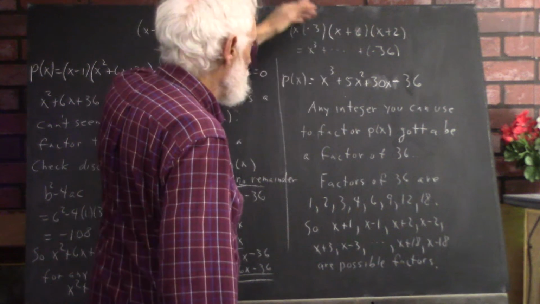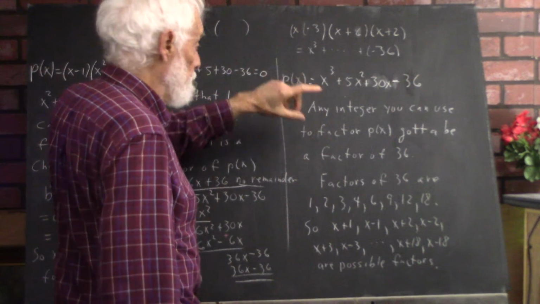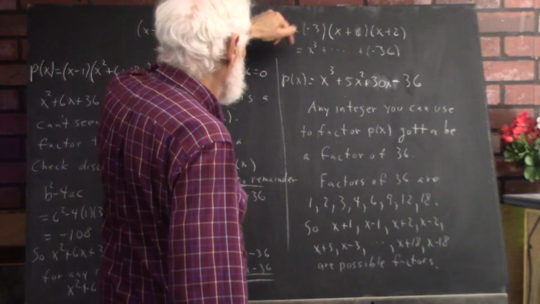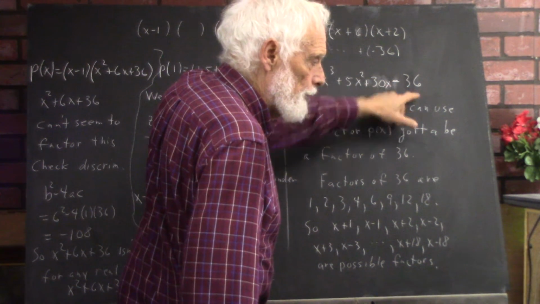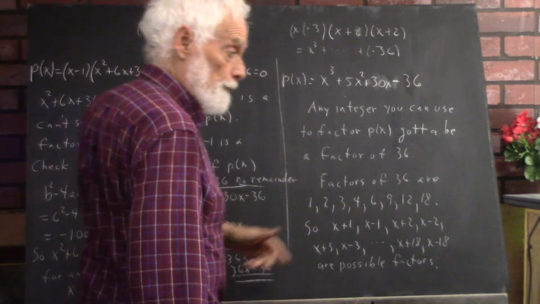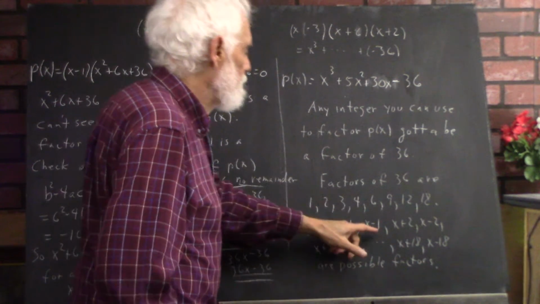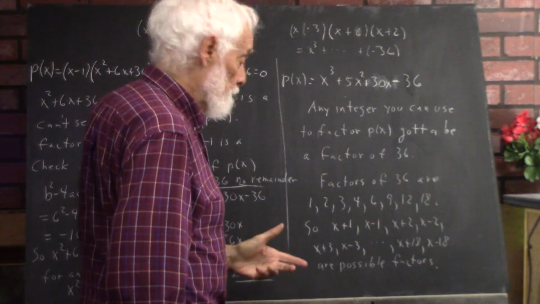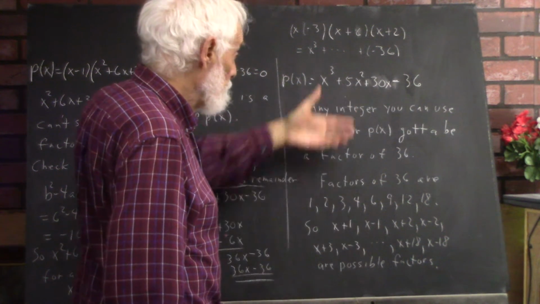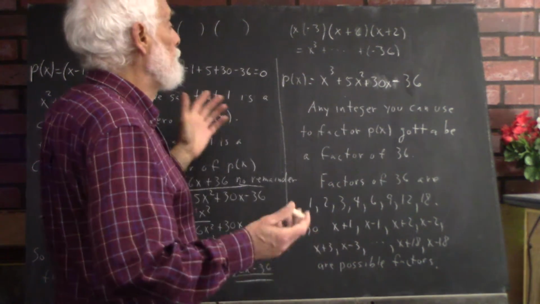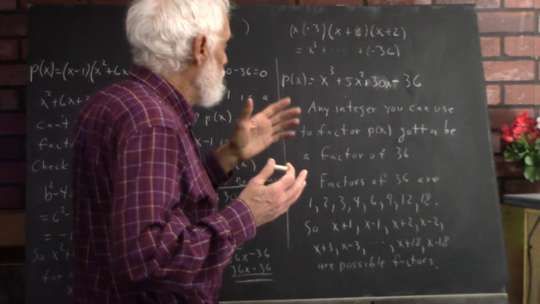We assume that the polynomial has factors. It might not. Actually, if it's a cubic polynomial, it has at least one factor, and we'll see why in a minute. So we start looking at factors of 36 to see if any of them make this 0. Because, of course, if x minus 1 is a factor of this thing, for example, then when x is 1, that factor is 0, and the whole polynomial is 0. So we look for numbers that make this 0.